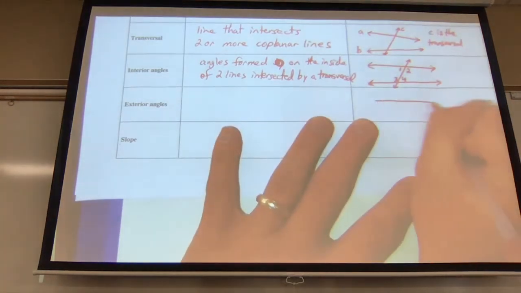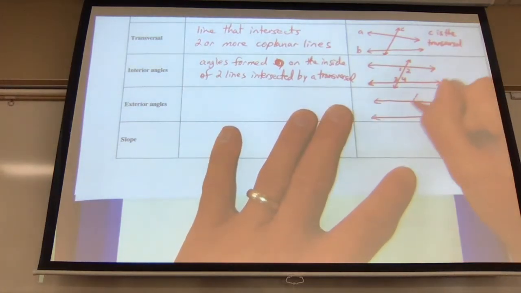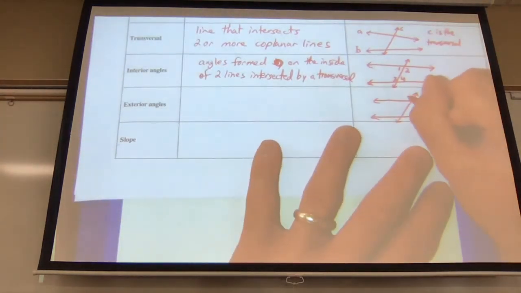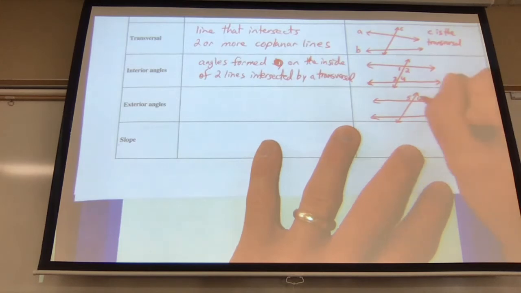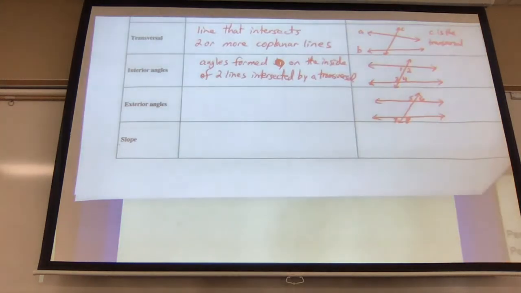So if I draw my two lines again, I'm going to draw a transversal coming through them. I should have drawn this a little bit smaller. Now we're going to put these two angles, 5 and 6, would be exterior angles. Down here we have 7 and 8. Those are going to be exterior angles.